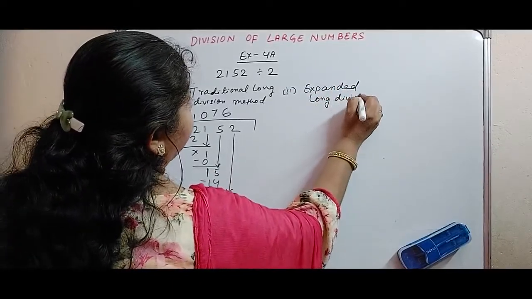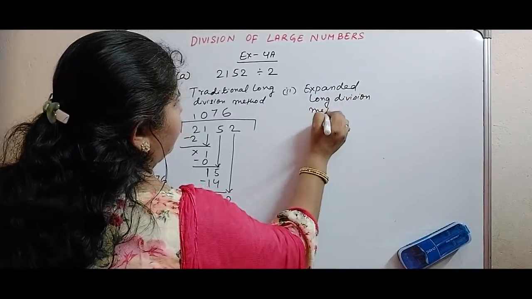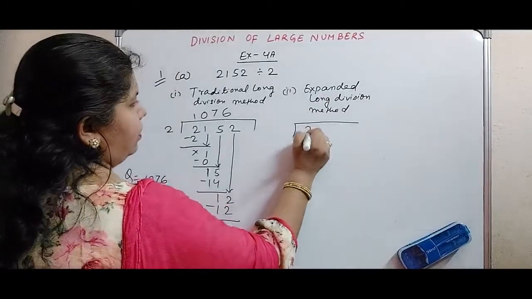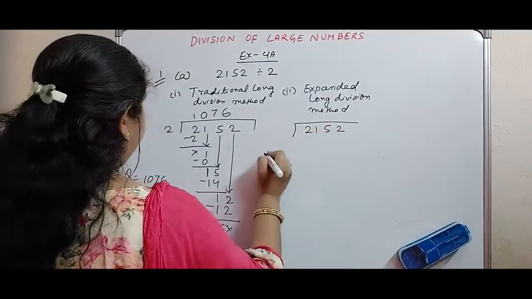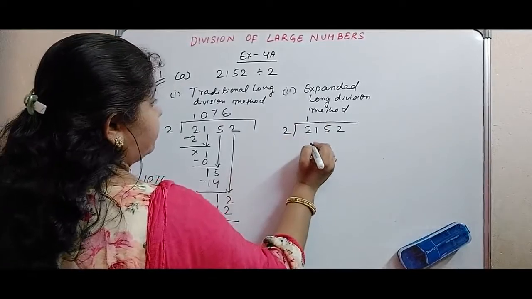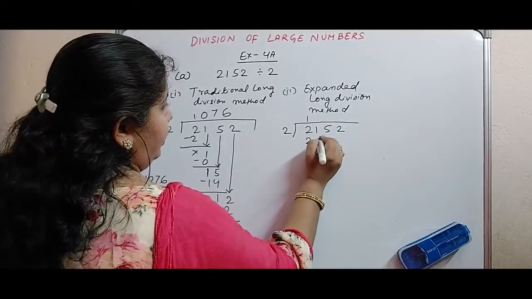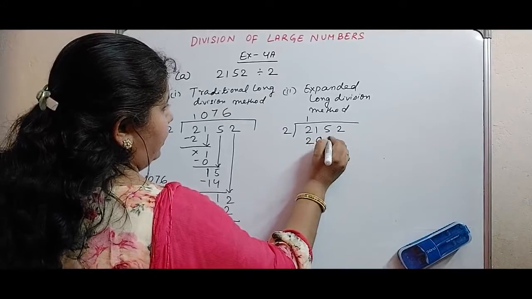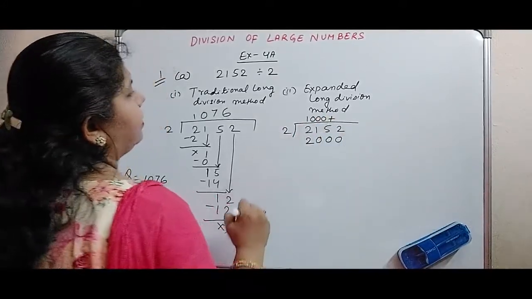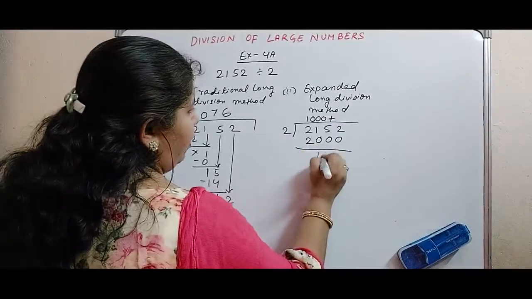Expanded long division method, the first step. 2152 divided by 2, 2 ones are 2, but you have to actually put all the remaining zeros. Here also you put zeros plus. So after subtraction what you got? 152.